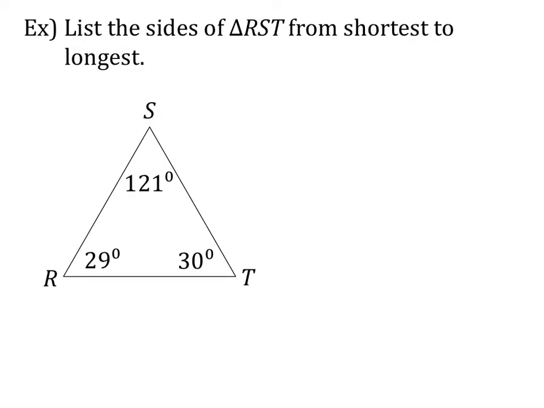Now let's do an example. List the sides of triangle RST from shortest to longest. So pause the video and see if you can list the sides in order from shortest to longest. Hopefully you listed them in the order ST, RS, and RT, because ST is opposite 29, that's our smallest, SR is opposite 30, that's our medium, and then RT is opposite 121, and that's our largest.